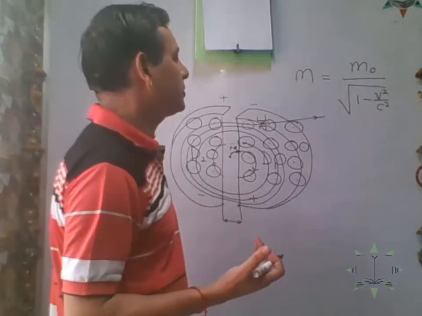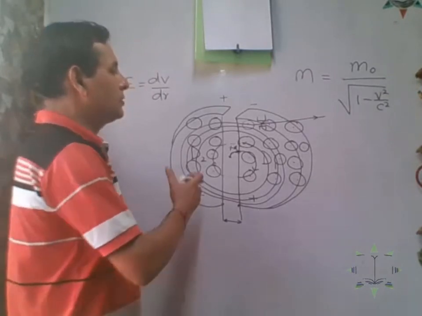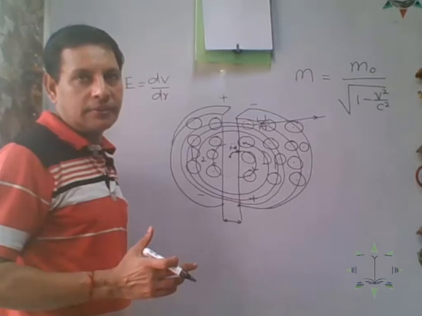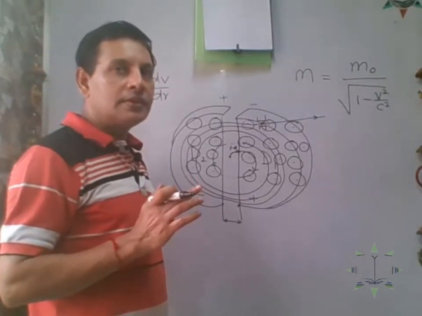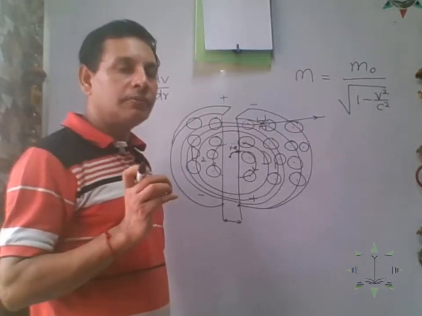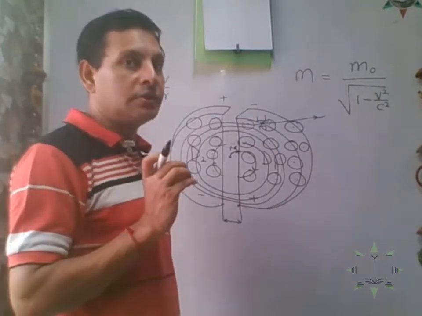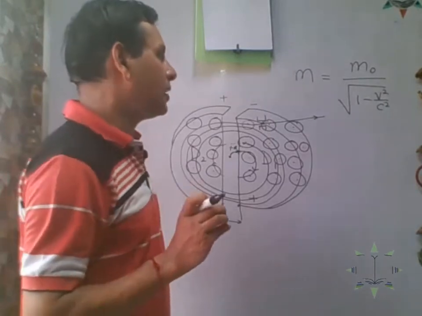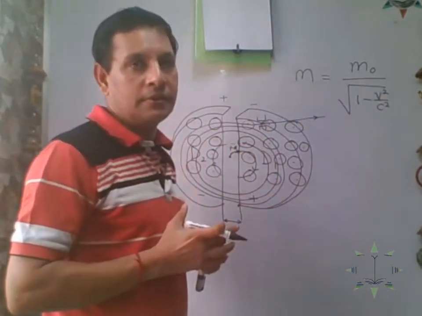If you are asked why an electron cannot be accelerated through a cyclotron: first of all, it is negatively charged. Second, this is a very light particle. The mass of the electron is the smallest, of the order of 10 to the power minus 31 kg. Such a light particle at very high speed will acquire a huge mass.